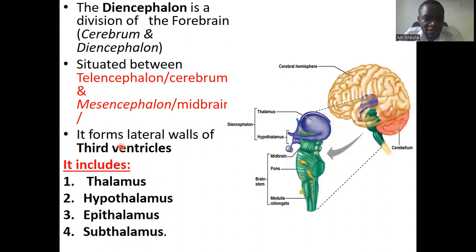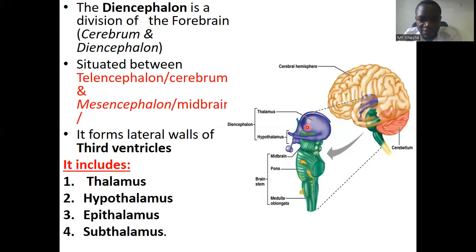Away from that, we say the diencephalon now will be found in between two structures. It will be found between the cerebrum and the midbrain, that part. Midbrain, above it is cerebrum. That is the diencephalon. Now, diencephalon has the following parts.